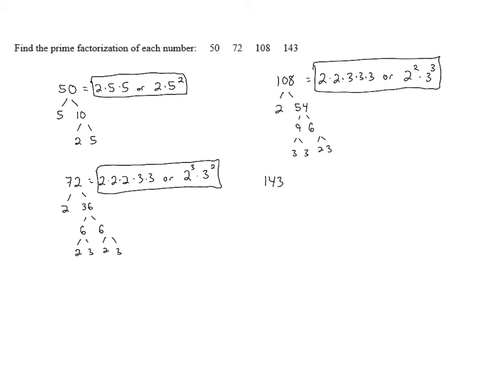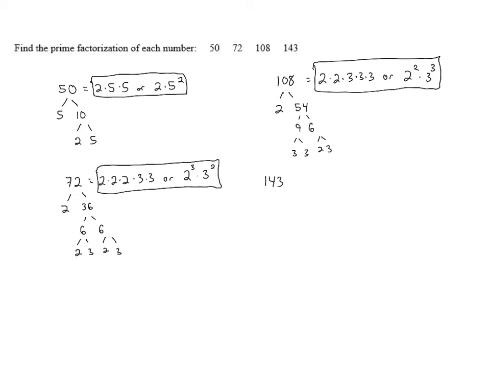Let's look at 143. 143 is a lot more challenging. It's odd, so we can't just divide by 2. It's a large number, and it's not necessarily clear what it's divisible by. So what I want to do is start with 2 and work my way up and see what might go into that. Now, it's not divisible by 2, of course, because it's odd.